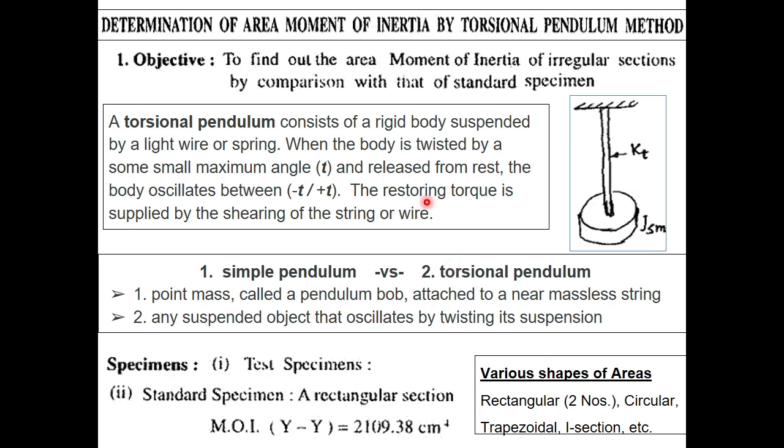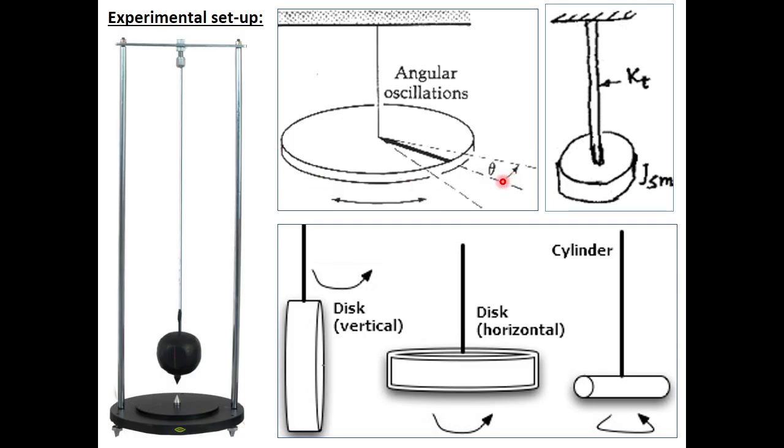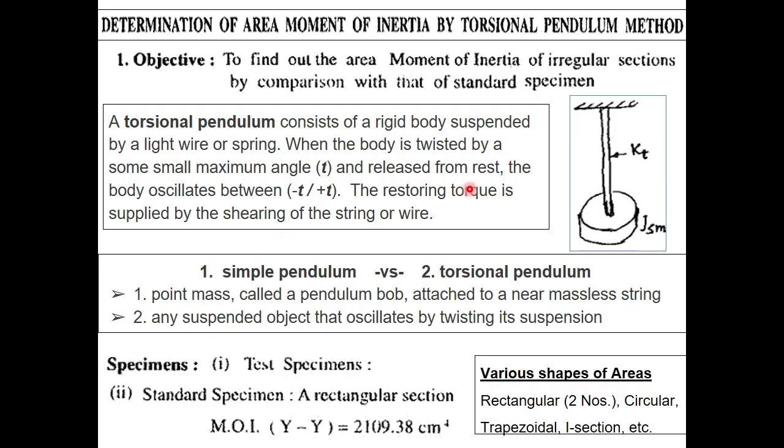And then what will happen for the torsional pendulum? If we give it a certain amount of twist, say this has gone up to angle theta, then in the absence of any damping, what will happen? This will oscillate with an amplitude of plus minus theta. So this is written here.